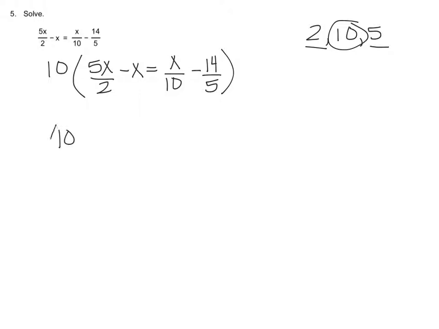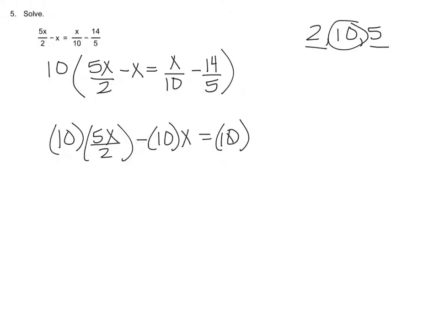That means that I'll multiply my first term by 10. I'll multiply my second term by 10. And then on the right side of the equation, I'll do the same thing. 10 times x over 10 and 10 times 14 over 5.